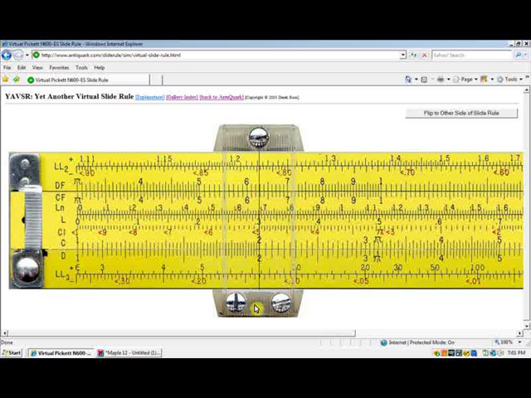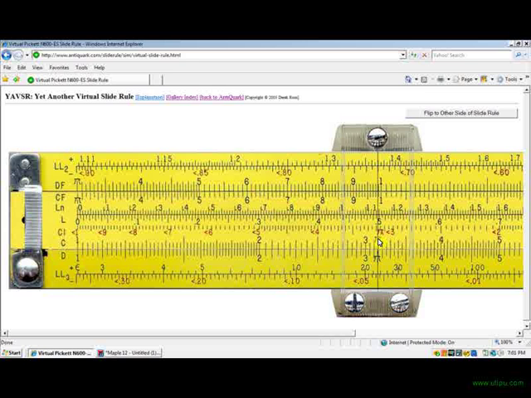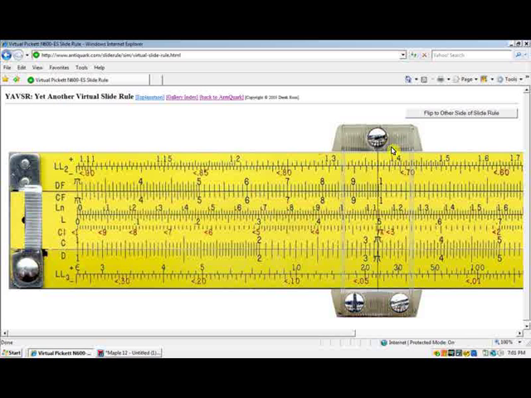Let's try a different number. Say, let's take the log base 10 of pi. If I take the log base 10 of pi, I should get something slightly less than 0.5, say 0.496. Let's replace this with pi. 0.497. Pretty accurate for a little tiny pocket calculator.